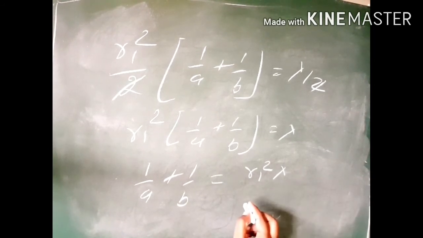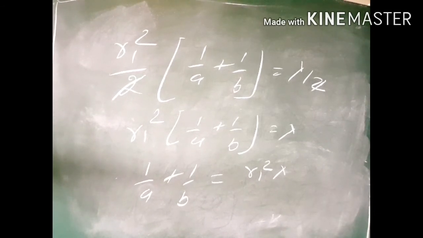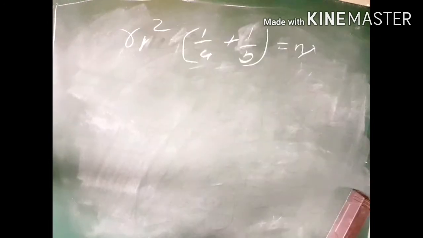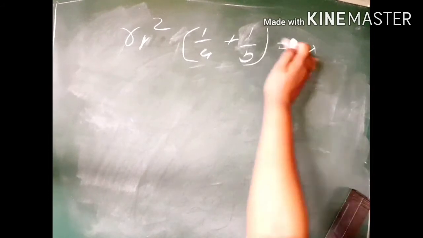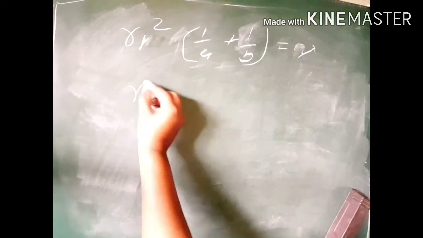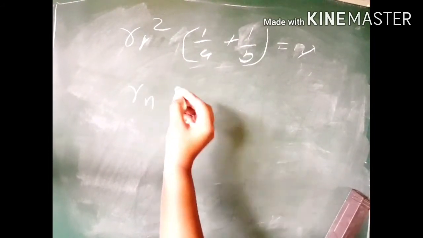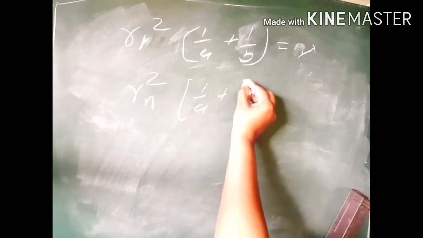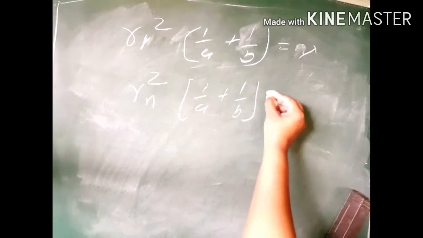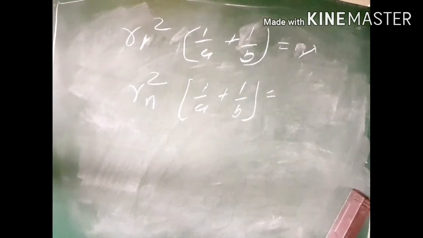first half period zone. If we take nth half period zone, then for nth half period zone, in place of 1 we have n. 1 by A plus 1 by B is equal to, this is lambda. Lambda, because we take first half period zone.